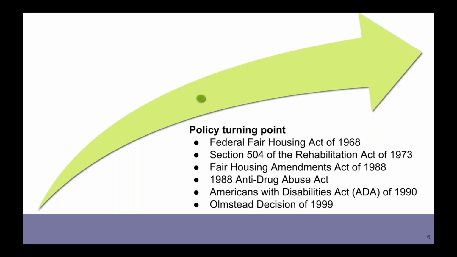So I think it's also important for us to acknowledge some of the policy turning points that really started helping the growth of recovery residences. The Federal Fair Housing Act of 1968 didn't directly impact recovery residences or housing for persons in recovery from substance use issues, but that really laid the foundation going forth. Section 504 of the Rehabilitation Act of 1973 first started talking about substance use disorder as a disability.